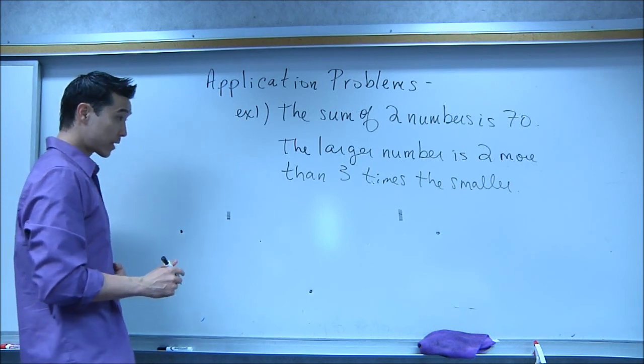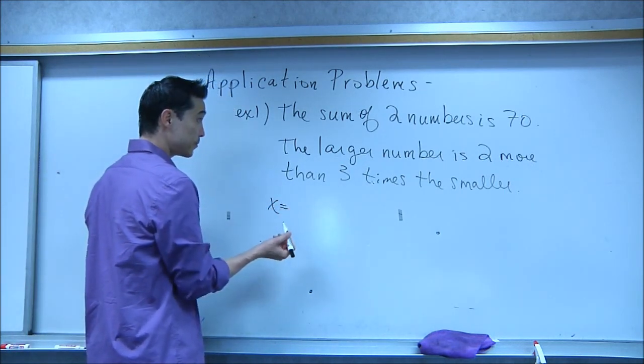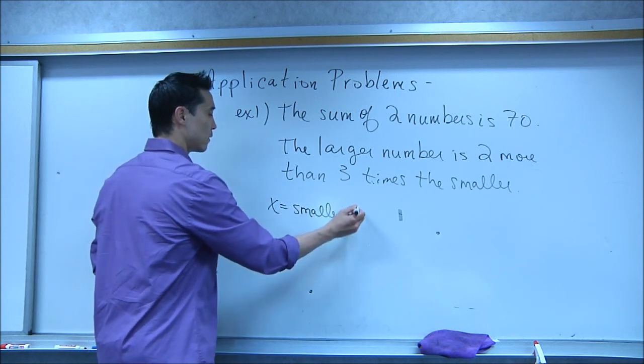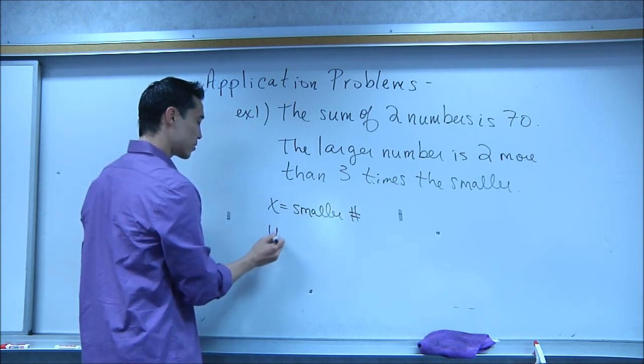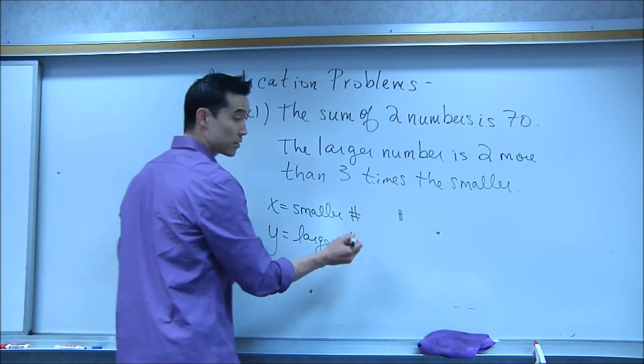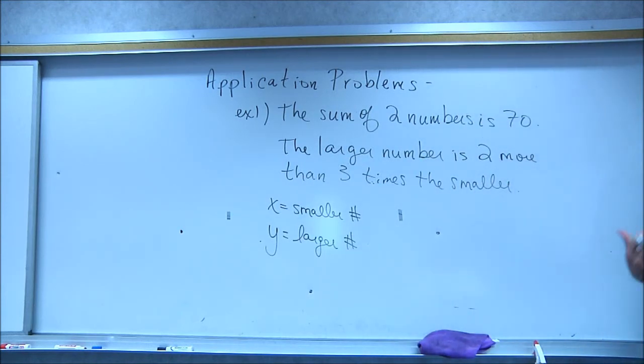Okay, so I would recommend to start this problem, let's let x be the smaller number, and let's let y be the larger number. Now since we've been doing systems of equations this whole chapter, it should make sense that we're going to have an equation with x and y. We'll have another equation with x and y, and then we'll try to solve this system using the methods that we have: addition, elimination, or substitution.